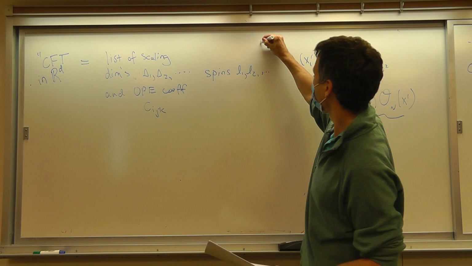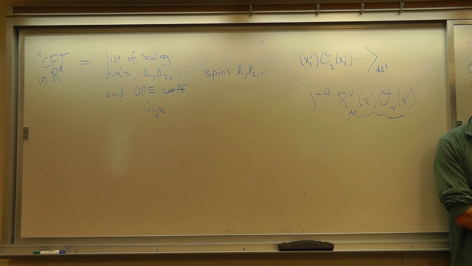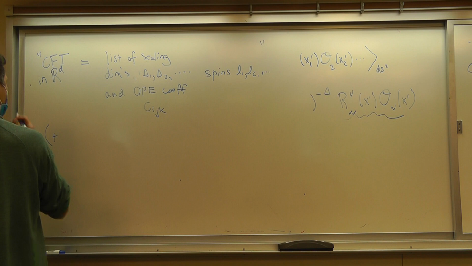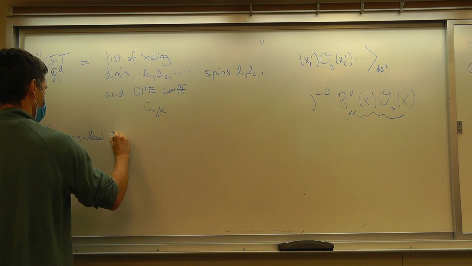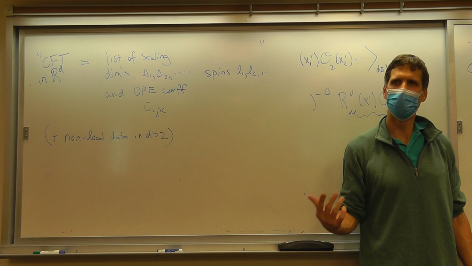Actually, this is completely true in two dimensions, and if all you care about are the correlation functions of local operators, it's also true in higher dimensions. But there's other stuff in a conformal field theory besides the local operators above two dimensions. So there's also non-local data in d greater than 2. And as far as I'm aware, nobody has really even said what the complete specification of a CFT is in more than two dimensions. What data would you need to provide?